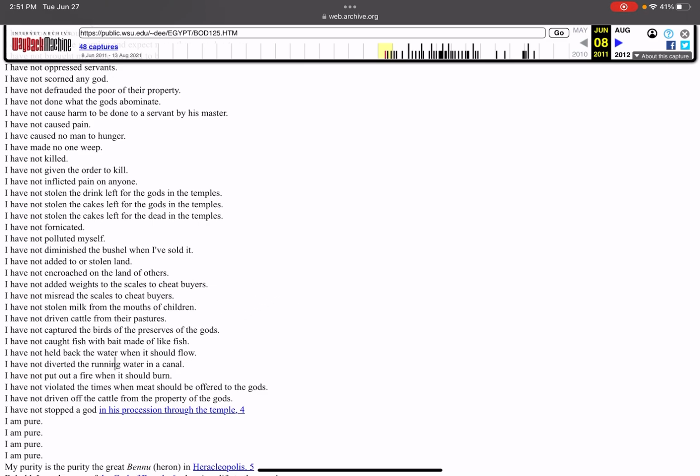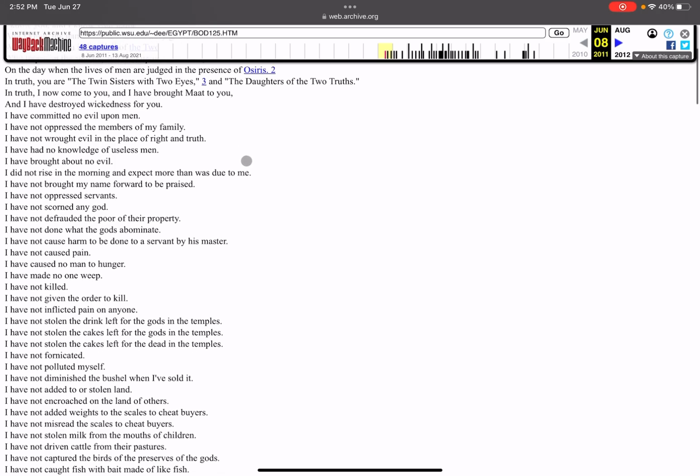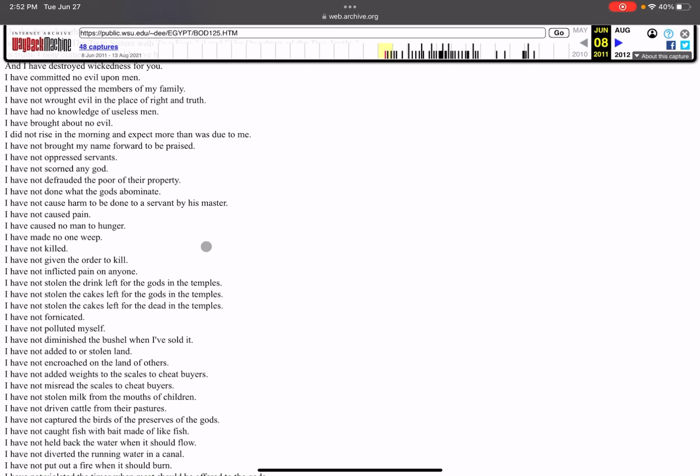I have not diverted the running water in a canal. I haven't stolen somebody's irrigation water. That's very important for Egyptian society. I have not held back the water when it should flow. And so, you can see all of these things. Notice here that apart from addressing Ma'at, this isn't about God saying you should or should not do these things. It's about the proper functioning of society. That's the basis of ethics.